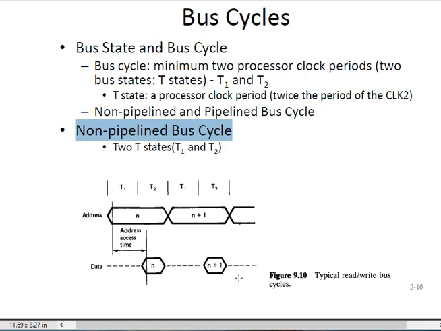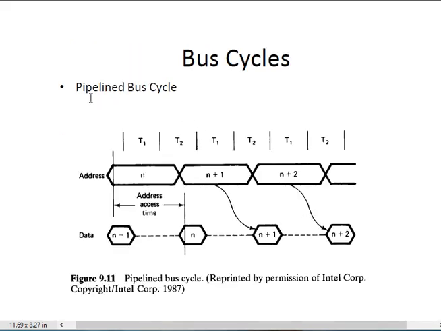So this is a typical read write bus cycle and it is non-pipeline. So we'll go for the next, the pipeline bus cycle. Now the disadvantage of the non-pipeline bus cycle is that the data bus is not having any data on it, which is not utilized at all for one T state. So here what are we going to do with this pipeline bus cycle? Pipelining means what? Overlapping of the operations.